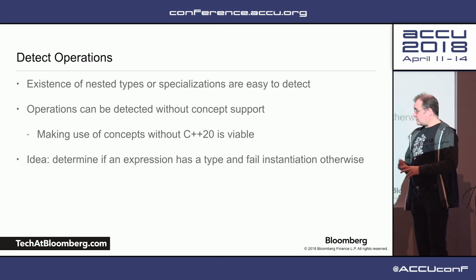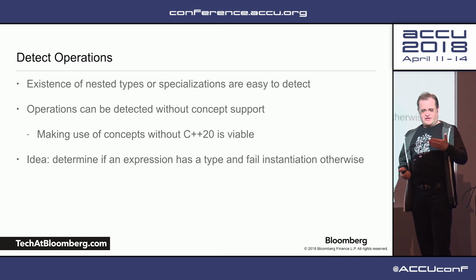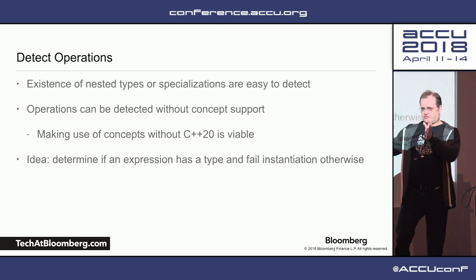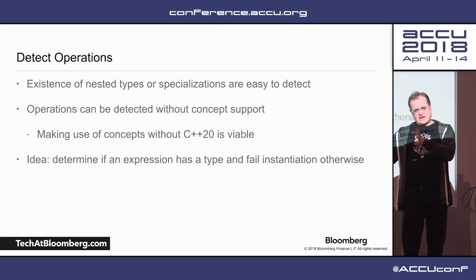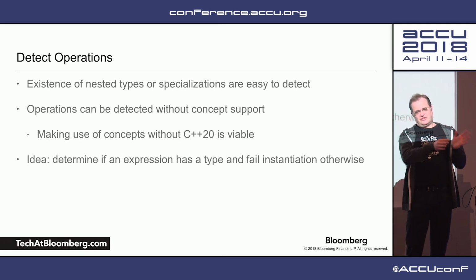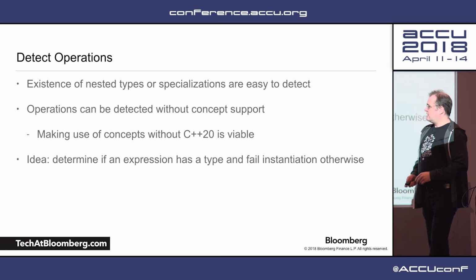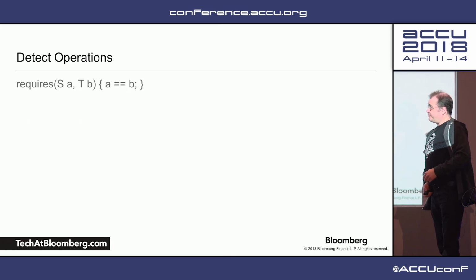And the idea over here is to basically say, all right, if I want to detect whether an operation is available, I just construct an expression of that, and I detect whether I can determine the type of that expression. So I basically reduce the question of whether an operation is available back to whether a type is available. So let's see how that could work.